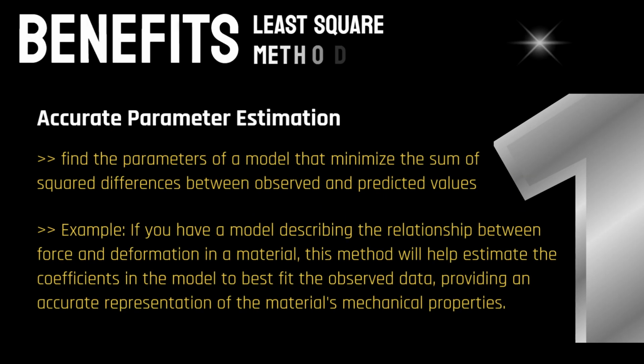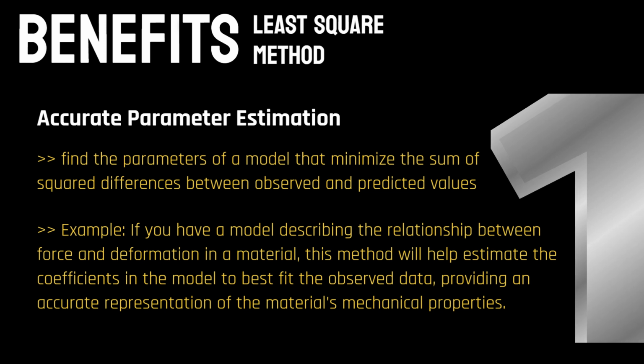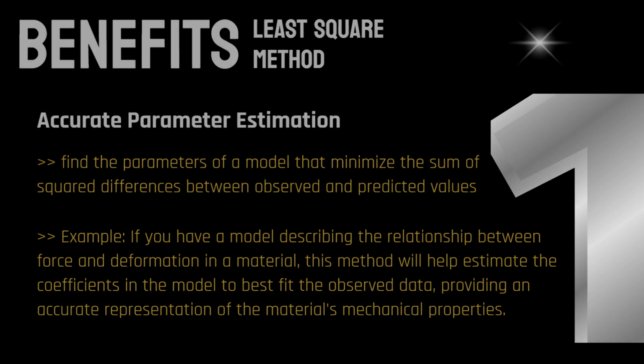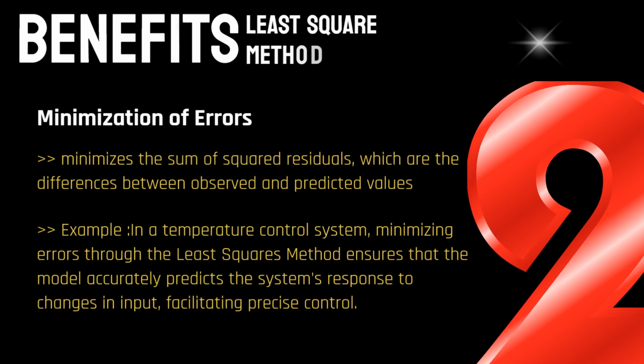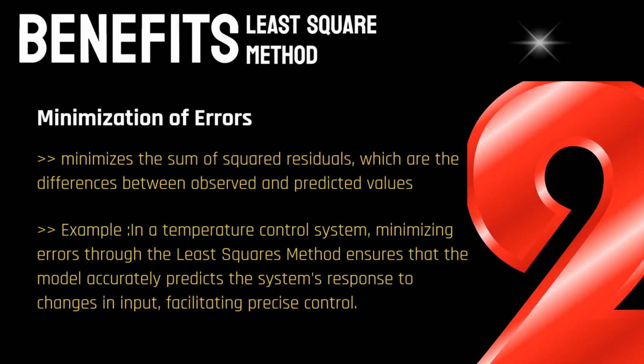Three benefits of the least squares method are identified. First is accurate parameter estimation, where this method minimizes the error between observed and predicted values. For example, it is used to find material properties. Second is error minimization, the sum of squared residuals.